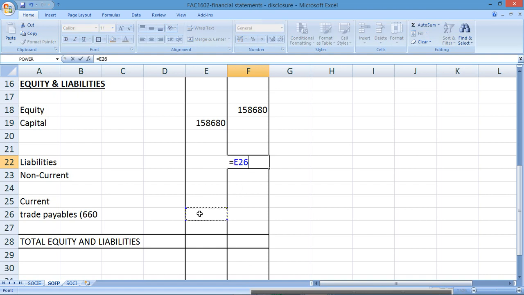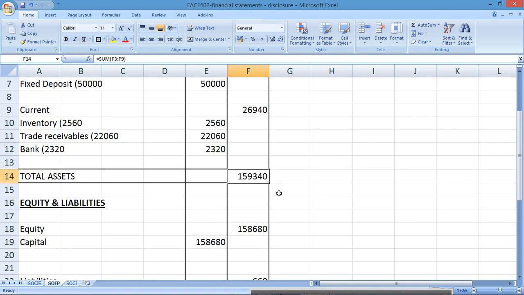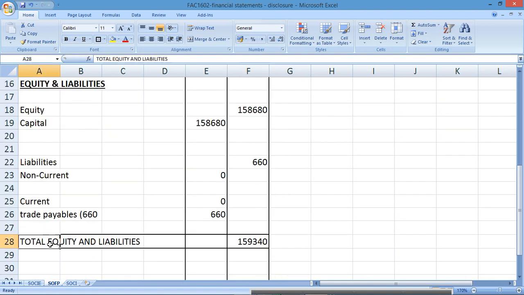Liabilities will literally just be this, which is the 660, and then non-current will be 0, and then it's going to be 15,860 or whatever plus 660. And that gives you the total 159,340, 159,340. So you can see that balance, because you've been given everything.